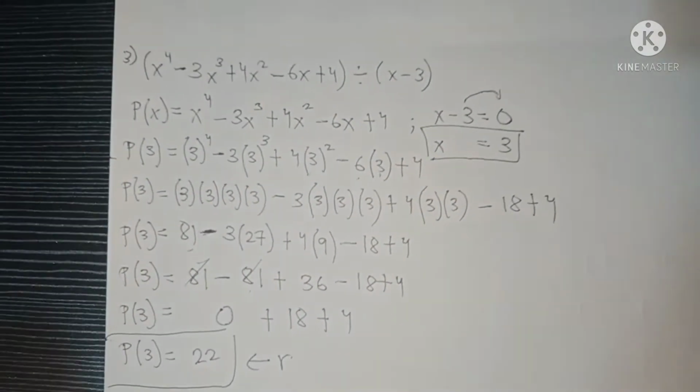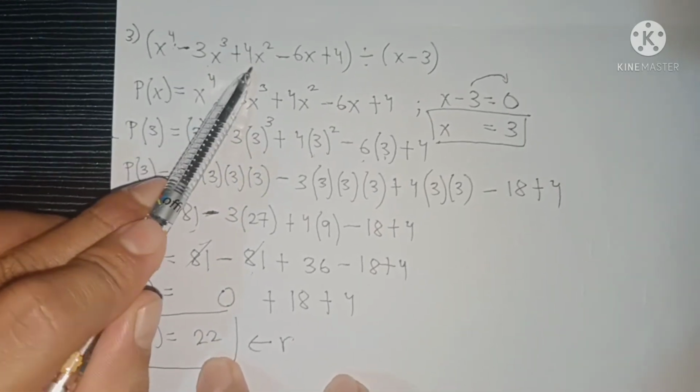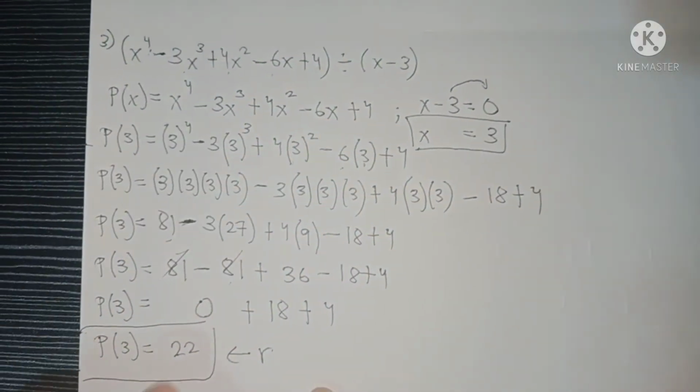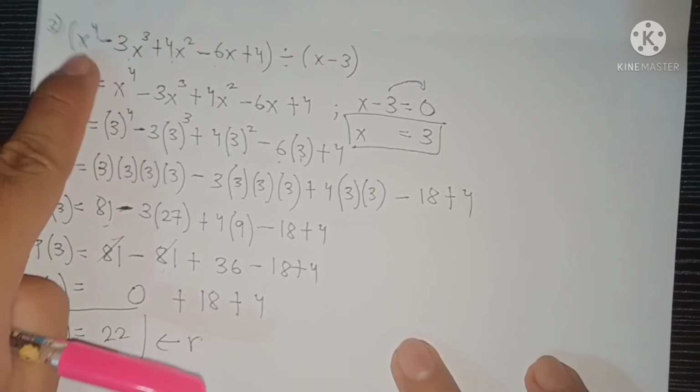So, anong ibig sabihin? Ang remainder daw kapag yung x raised to the 4th power minus 3x cubed plus 4x squared minus 6x plus 4 ay dinivide mo nung x minus 3. Ang remainder daw natin is positive 22. So, how to check? Synthetic division.